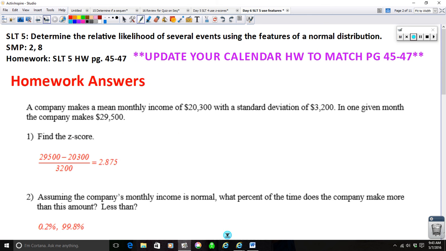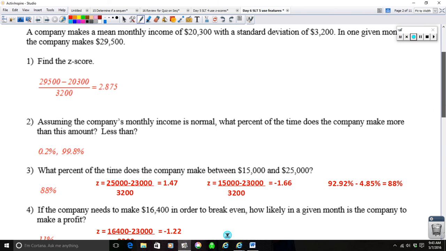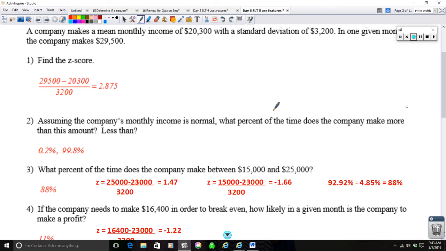Here are your homework answers from last night. Calculating the z-score. And then assuming it's normally distributed, what percentage of the time does it make more than this amount or less than this amount? This is where you're going to use the chart. Again, when you do z-scores, you want this to be 2.88 when you're using the chart. If you're using the calculator, who cares? But again, you're either going to be looking up in your chart 2.8 and then 0.08 and find the number here.